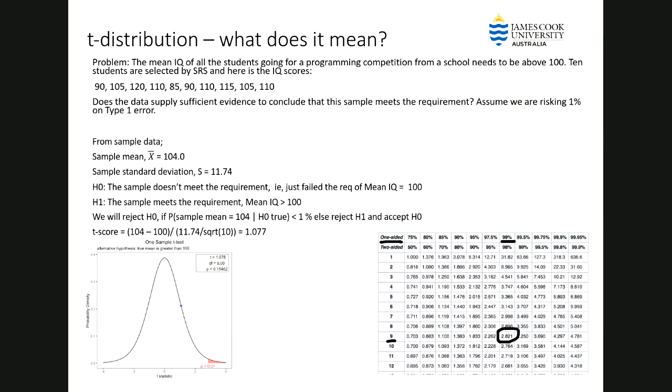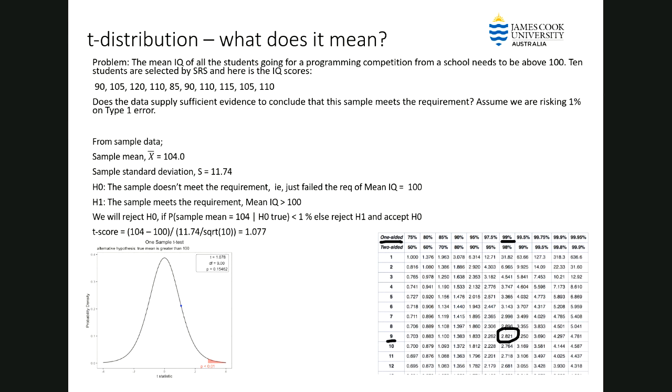From that, what we have got so far is a sample mean. We can calculate the sample mean as x bar. From 90, 105, these values, we got 104. And we can calculate the standard deviation from the sample, which is our S.